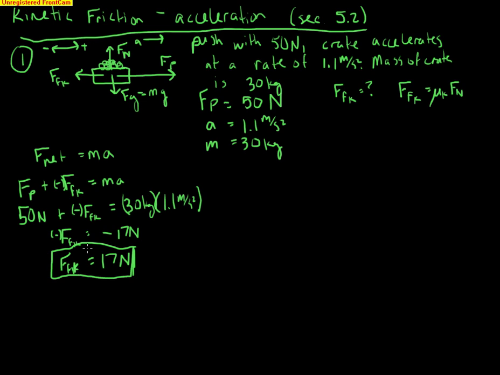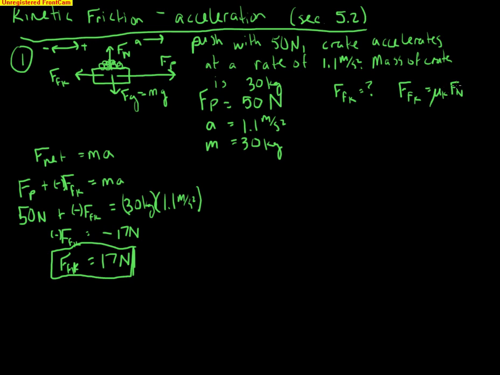Now, let's say that the problem asks us to find the coefficient of friction between the crate and the conveyor belt that it was sliding across. How do we go about doing that? Well, we can go back to this equation, where we said this is the only equation that has mu k in it, the coefficient of friction. So in order to solve for this, we need to use this equation.